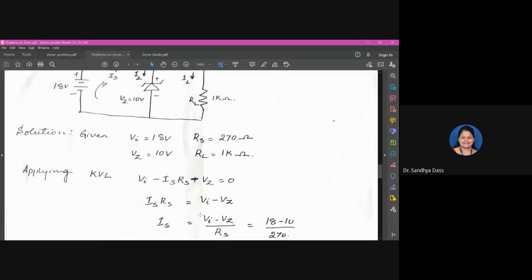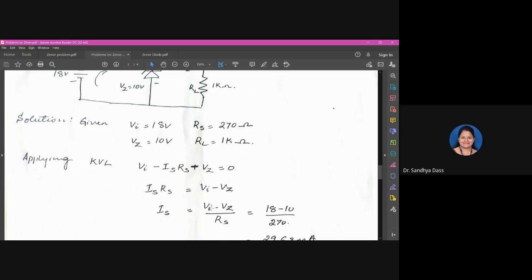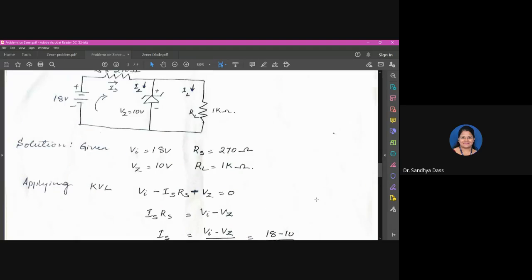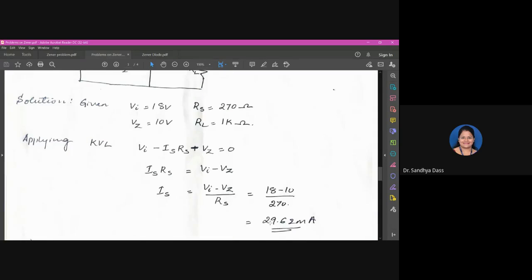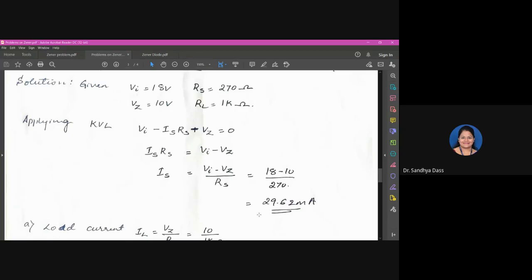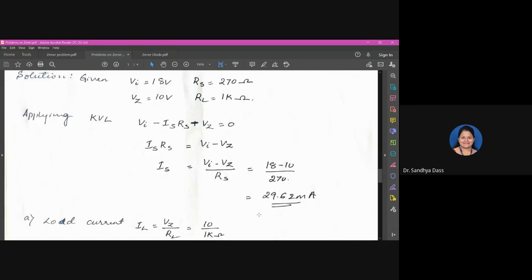This is also correct, multiplying the whole equation by a negative sign. Then IS RS on the left hand side will be equal to VI minus VZ on the right hand side. IS will be equal to VI minus VZ by RS. VI is given as 18, VZ is given as 10 volts, and RS is 270 ohms. Substitute that, you will get IS as 29.62 milliamps. Please do it, don't just copy. Please do it and verify the answers.